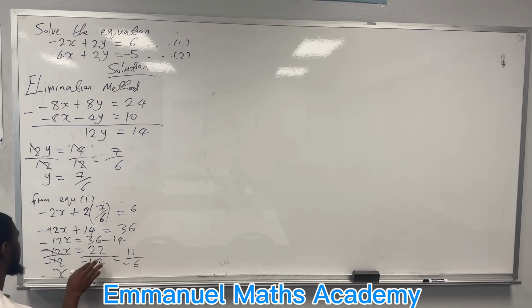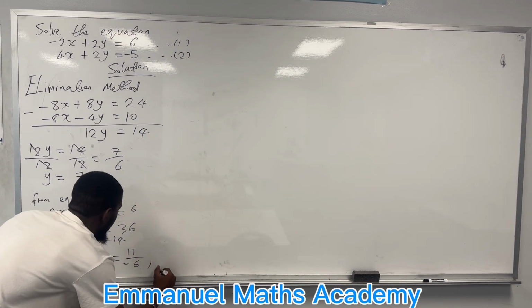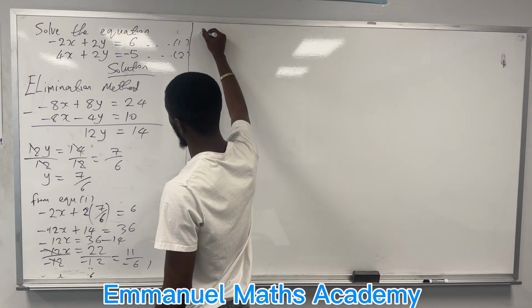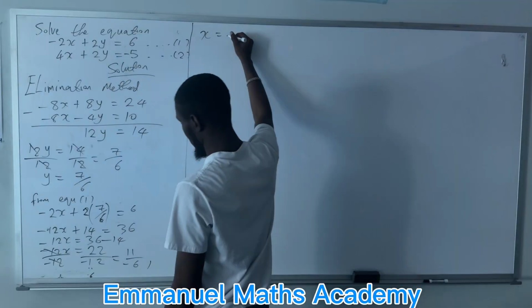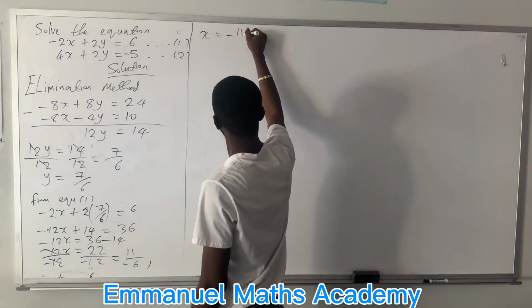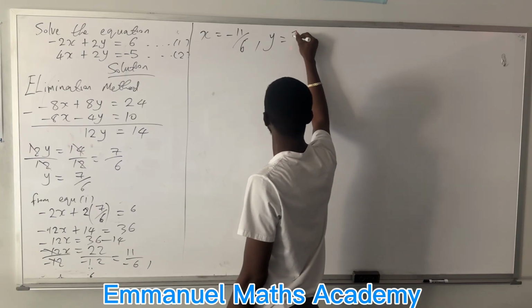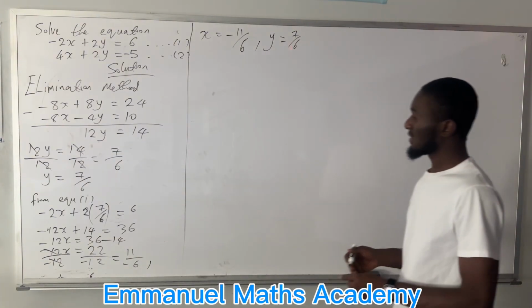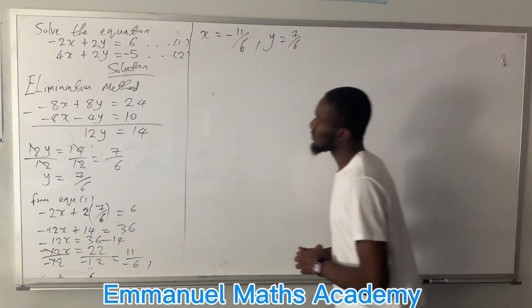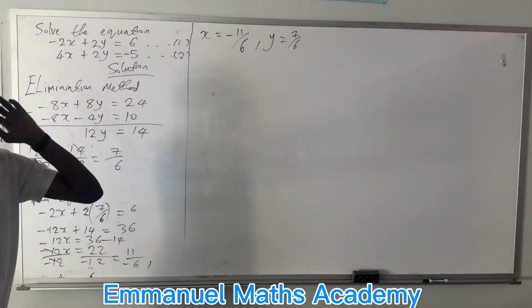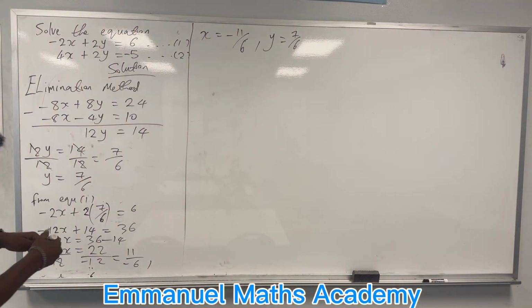All right? Hence, from this, x is equal to minus 11 over 6, while y is equal to 7 over 6. Let's try using the substitution method to know if we get the same answer.